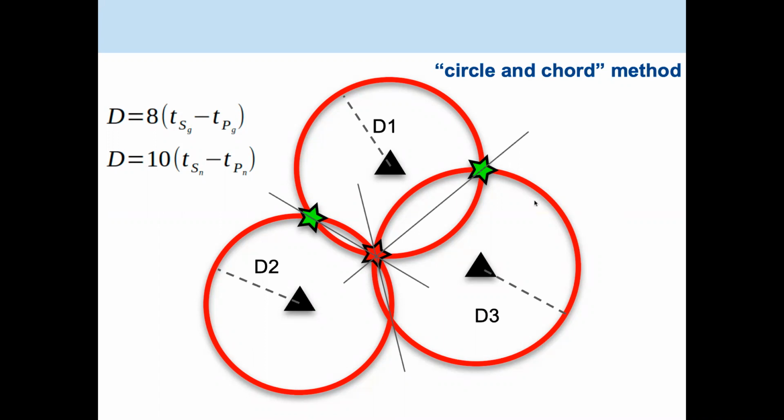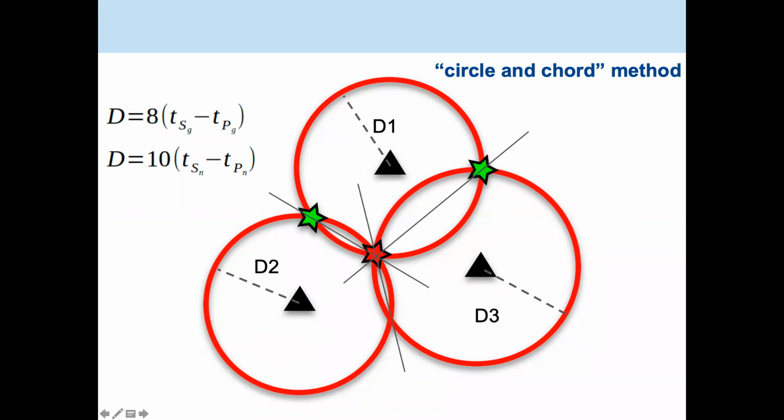Let's look at this extremely simple case, which is not really the case, but just to get some idea. If we have 3 stations and we make circles around them, D1, D2, D3, this is the radius of the circle, and it can be very easily computed if you take the S phase arrival minus the P phase arrival on your station times 8, and you get this distance. You can make these circles around each station, and where these circles meet, this is the epicenter of our earthquake.